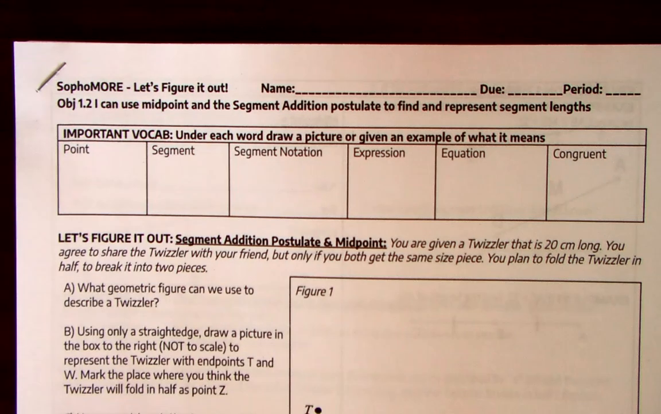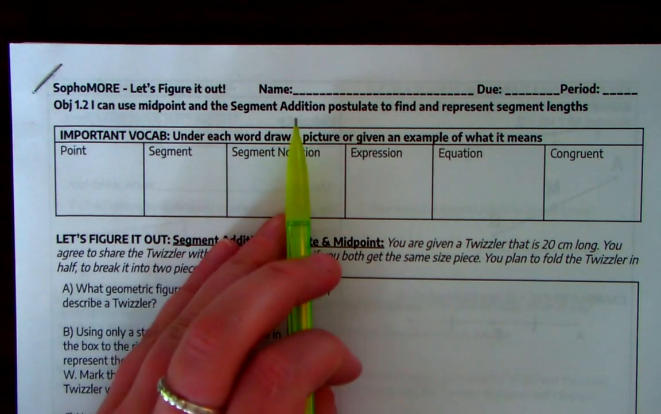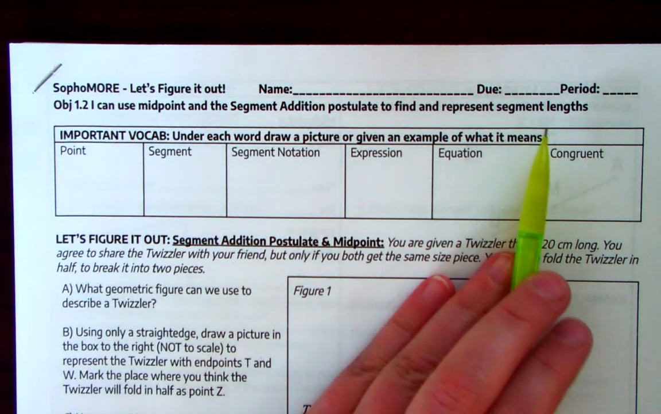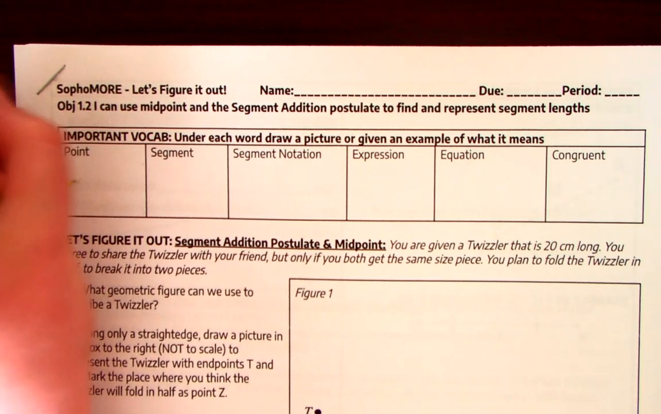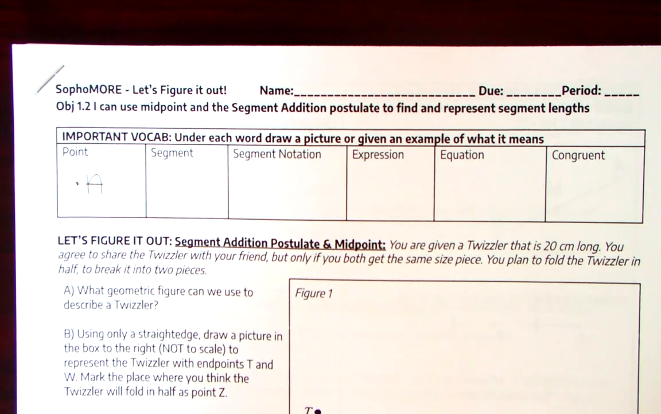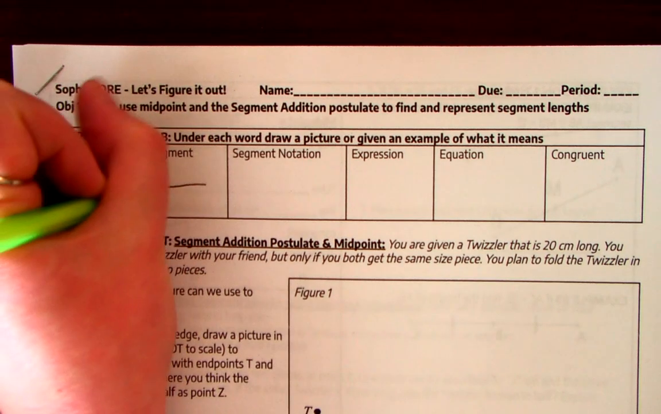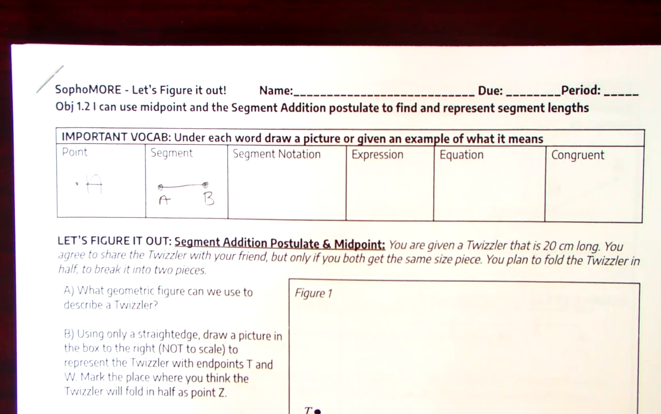All right. Hi, guys. So this objective is about using midpoint and something called the segment addition postulate to find and represent segment lengths. Okay, so we'll start with our important vocabulary. So first, a point is just a dot in space, essentially. We'll be using segments. A segment is a straight path between two end points. So like, let's say A and B.